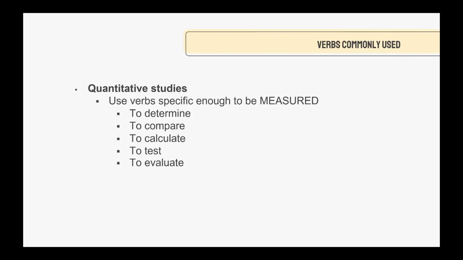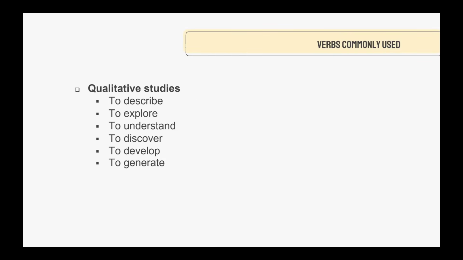So for quantitative studies, you use these words in your objectives: to determine, to compare, to calculate, to test, or to evaluate. In contrast, when doing qualitative studies, in your objectives, you use words like to describe, to explore, to understand, to discover, to develop, and to generate.